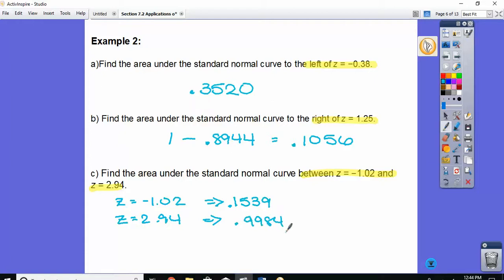So to be between those two values, if you think about what this means, negative 1.02, that's telling me this area down here. The 2.94, what we found is all of this area. What I want is just this part. So what do I need to do with those two numbers? Subtract.